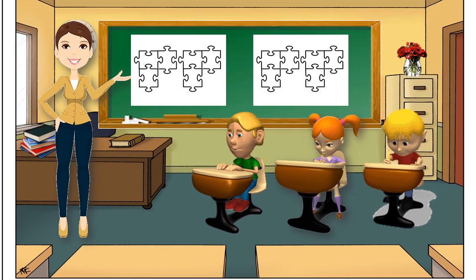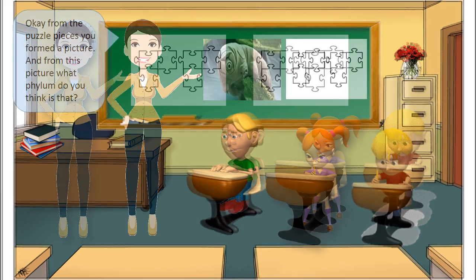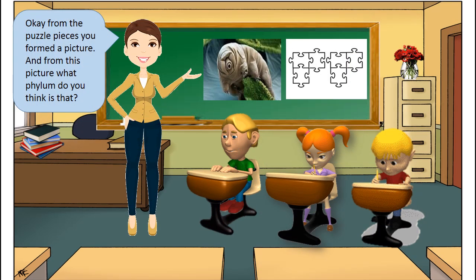There are two sets of puzzle pieces here. The puzzle pieces, when formed, will give you a picture that will give you an idea about our topic for today. I need 2 volunteers to do that. All you need to do is to fix these puzzle pieces. Okay, from the puzzle pieces you formed a picture. And from this picture, what phylum do you think that is? Okay, no one has any idea. So class, it is phylum Tardigrada. And this is our lesson for today.